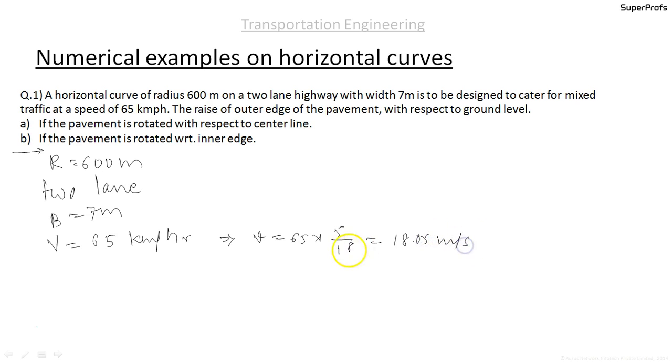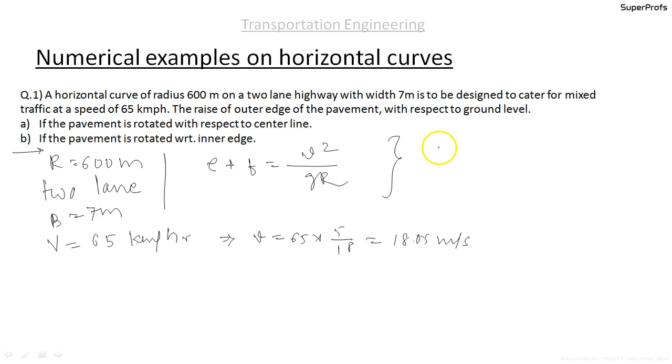meters per second. Now, find the raise of the outer edge of pavement with respect to ground level if the pavement is rotated with respect to the center line, and if the pavement is rotated with respect to the inner edge. Here it is given that we have to consider the mixed traffic condition. So our standard formula is E plus F equals V square upon GR, and as per the given conditions we want to find out the value of E.